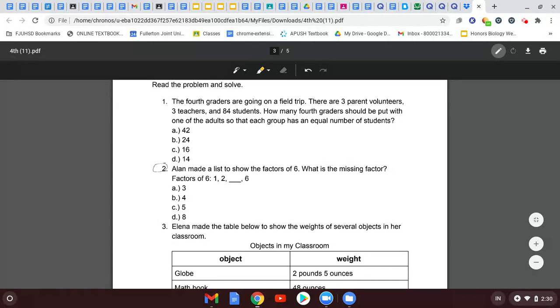So what are factors again? They are numbers that when multiplied make a particular number. In this case, it's 6. So something times something equals 6. We know that 1 times 6 equals 6. But 2 times what equals 6? Is it 2 times 3? Is it 2 times 4? Is it 2 times 5 or 2 times 8? It's 2 times 3.